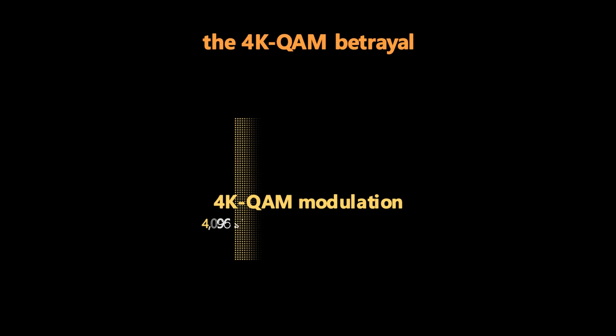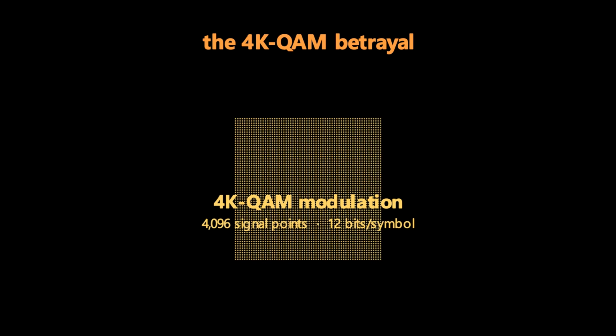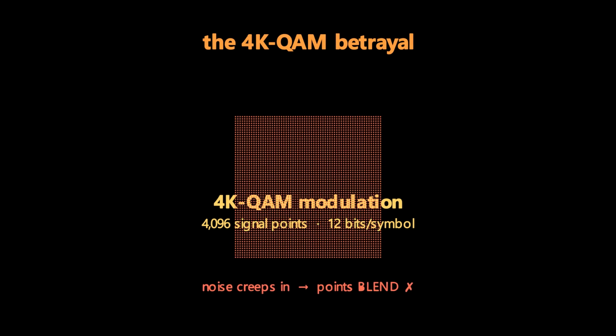Here's the betrayal hidden in Wi-Fi 7's marketing. To hit 46 gigabits, the router uses 4K QAM modulation. This means it represents 12 bits per symbol by placing 4,096 different signal points into the same channel. Each point has to be distinguishable from its neighbors. When SNR is high, the points are clearly separated and the receiver can tell them apart. But the moment noise creeps in, those tightly packed points start blending together. The receiver can't tell a 1011 from a 1010 anymore.